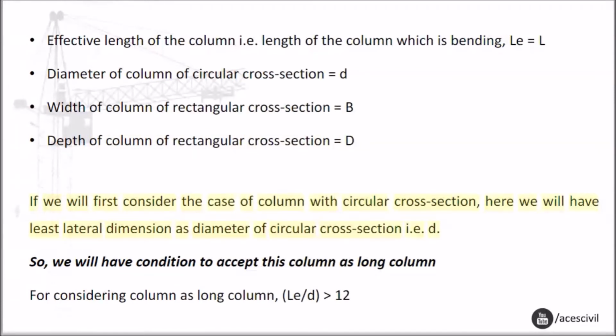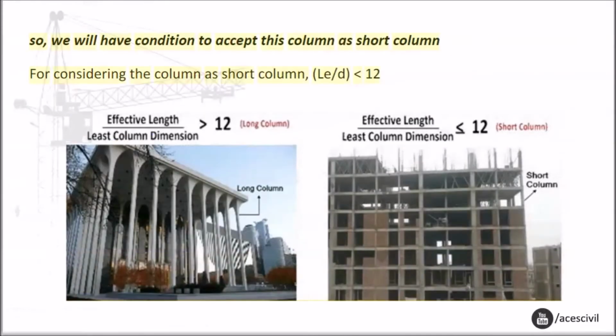If we first consider the case of column with circular cross-section, here we will have least lateral dimension as diameter of circular cross-section, i.e. D. So, we will have condition to accept this column as long column: for considering column as long column, LE/D is greater than 12. So, we will have condition to accept this column as short column: for considering the column as short column, LE/D is less than or equal to 12.